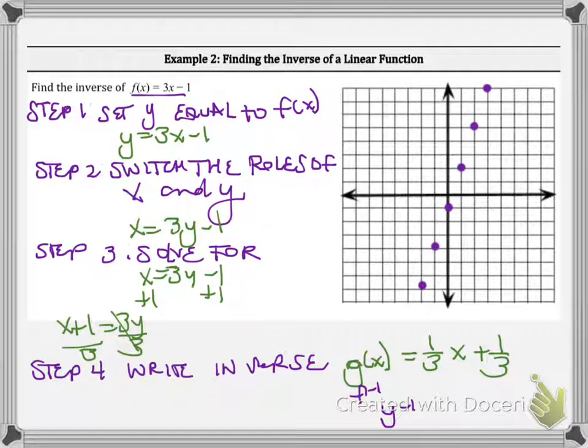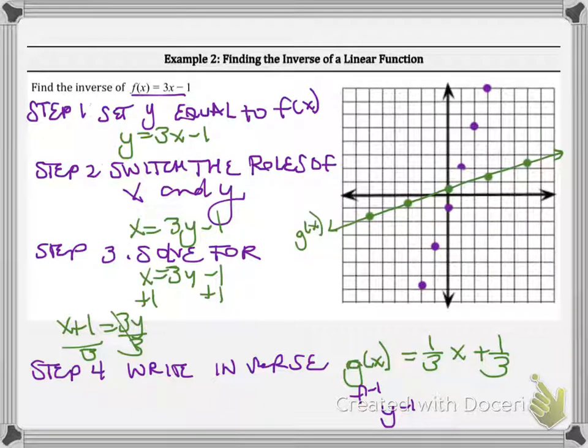The y-intercept is at 1/3, so I'll just kind of eyeball it. Oh, it's a little too high. 1/3. And then you go up 1, right 3, up 1, right 3, down 1, left 3, down 1, left 3. Now, if we draw the line connecting it, we have this line here. This is our g of x, or our f inverse.